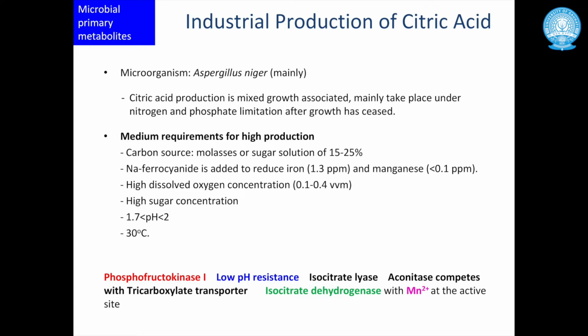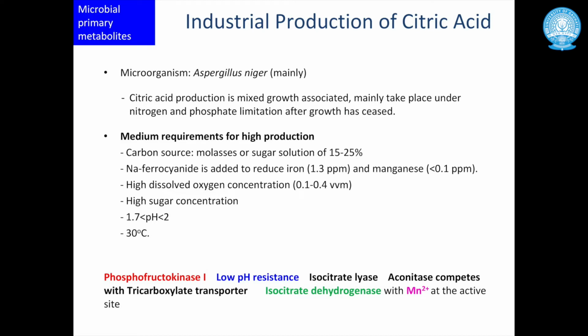And there is sodium ferrocyanide, which is added to remove the iron and the manganese. So how will this help? Manganese is required by many enzymes, and those enzymes are involved in cell function, cell wall synthesis, sporulation, and secondary metabolite production. When manganese is in short supply in the medium, all these functions will be stopped, which means that you see citric acid production in the first point.